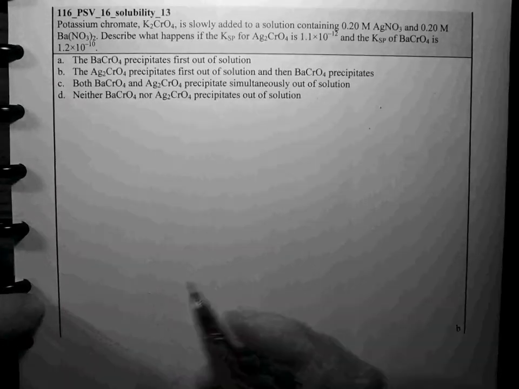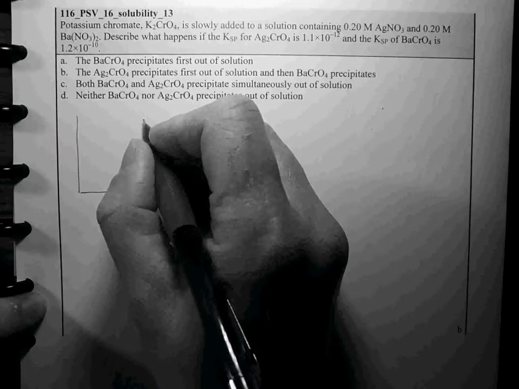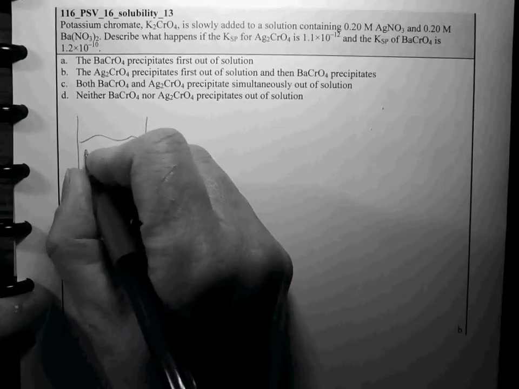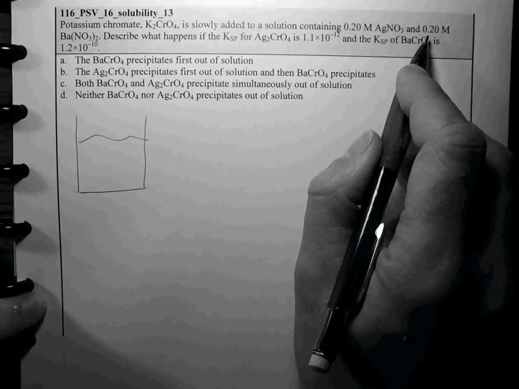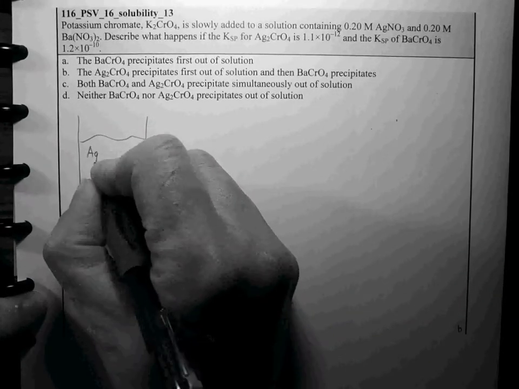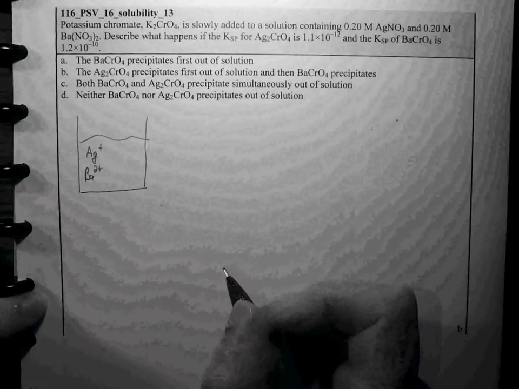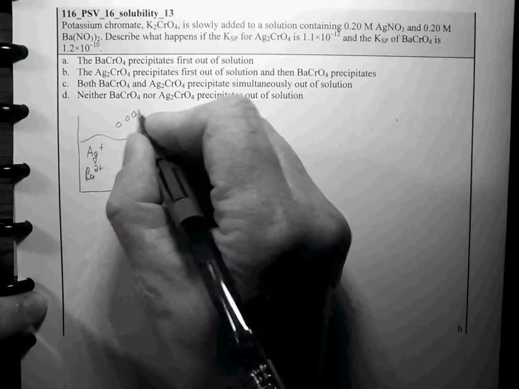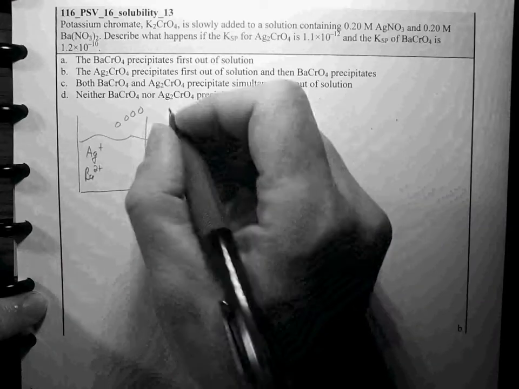This is an interesting question. What we start out with is a beaker that contains two ions. We have silver plus and we have barium 2 plus. And we're going to be adding to this beaker some potassium chromate.